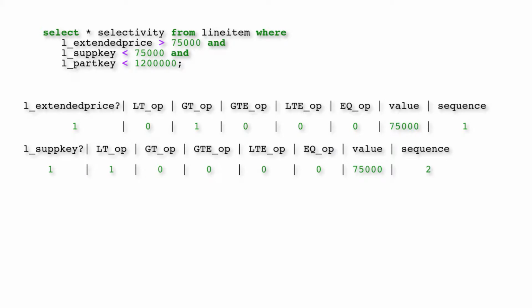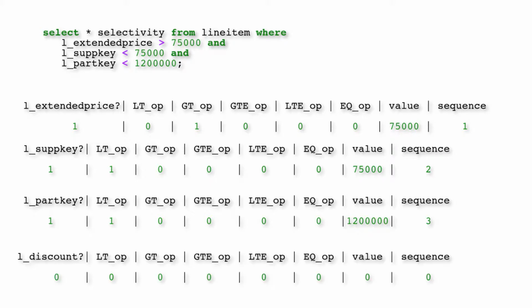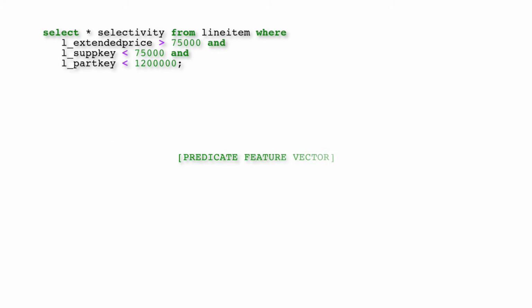Then we'll do the same thing for the next operation in the predicate, the supplier key. And we'll do the same thing for the part key, increasing the sequence that they are in. And any columns that do not participate in this query will just have 0 values. Then we'll concatenate all these vectors and we'll just call it the predicate feature vector.